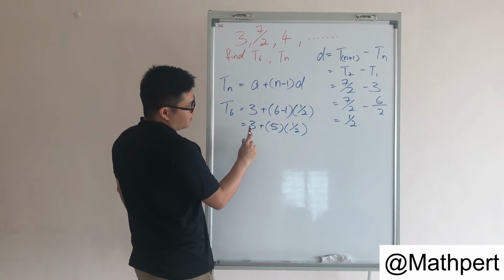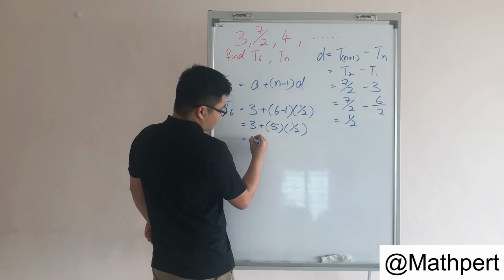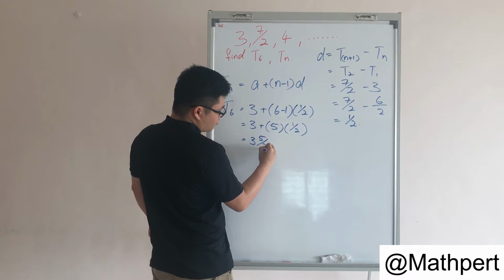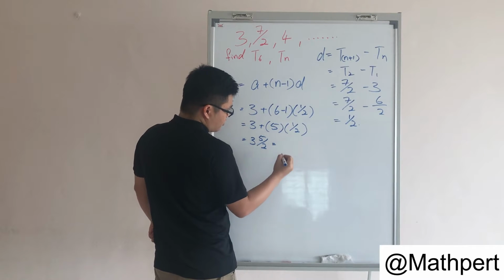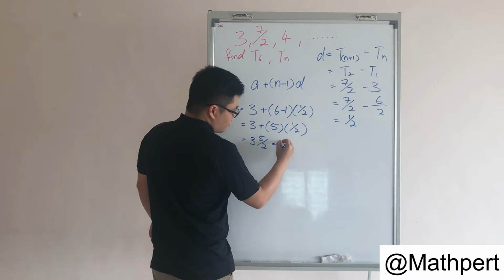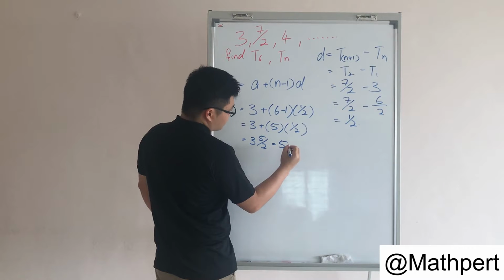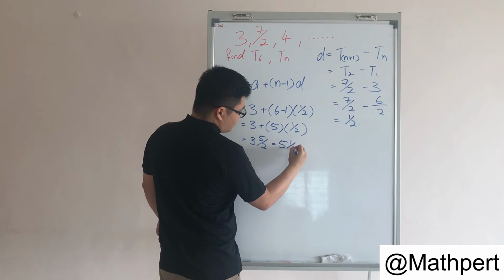So here we will have 3 plus 5/2. Then this is also equal to 5 1/2.